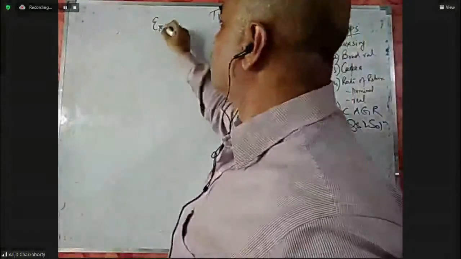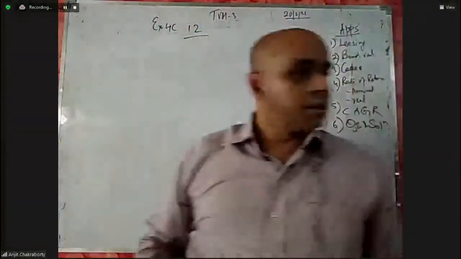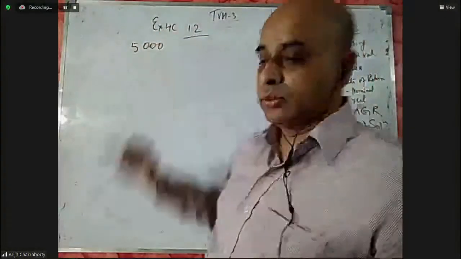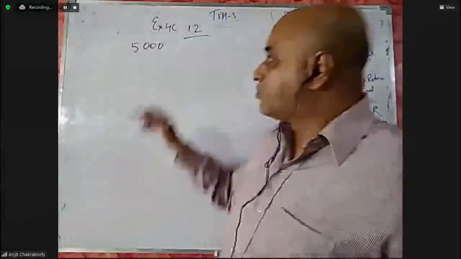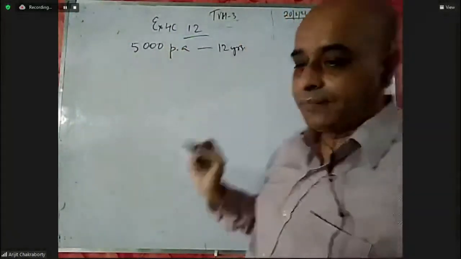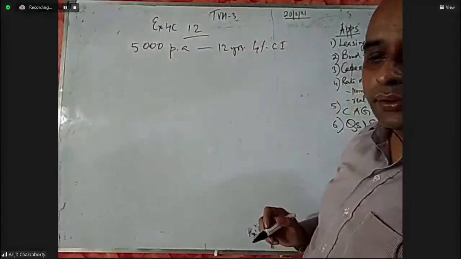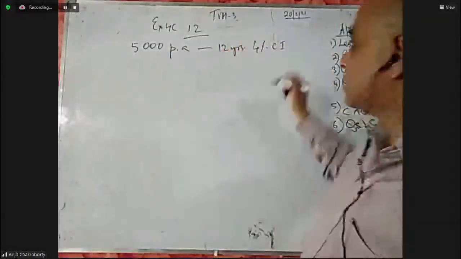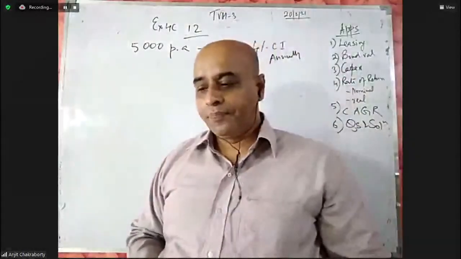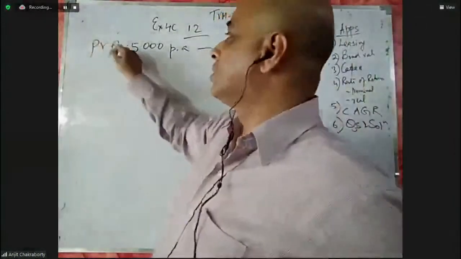Exercise 4C number 12. The question says, what is the present value of an annuity of 5,000 rupees per annum for 12 years at 4% compound interest, where compounding is done annually? So what will be the present value of this sum?